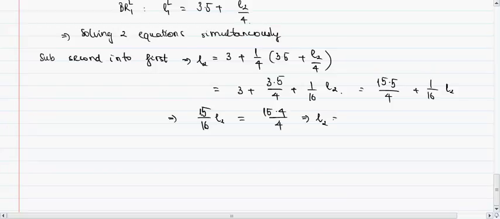And therefore, L2 is going to be equal to 308 divided by 75. Now knowing the value of L2, we will be able to find the value of L1 low by using the second equation over here. So L1 low is going to be equal to 3.5. I'll do that here.